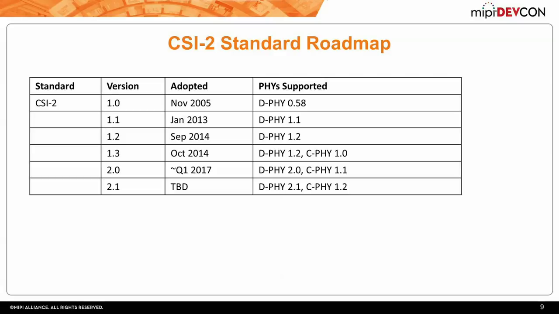Ultimately, then, what you're going to see is there'll be a CSI 2.0 standard, and it actually looks at this point in time like, because the D-PHY 2.1 and C-PHY 1.2 standards will look like they'll be finalized either late Q4 or early Q1, when the 2.0 standard is then released, it'll incorporate these latest versions of the standards. So the 2.1 standard will be something a little bit different than that. But the point is the standards evolve and they're supporting the absolute latest PHYs, and that's all available.